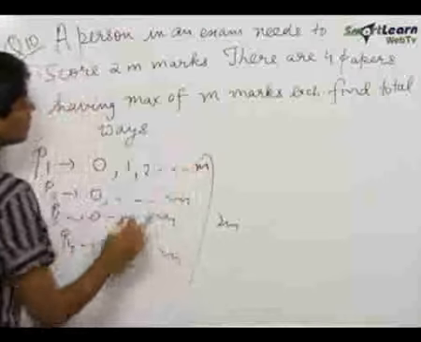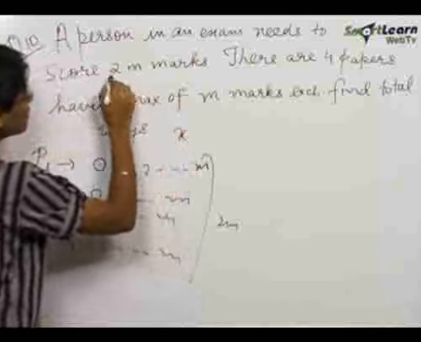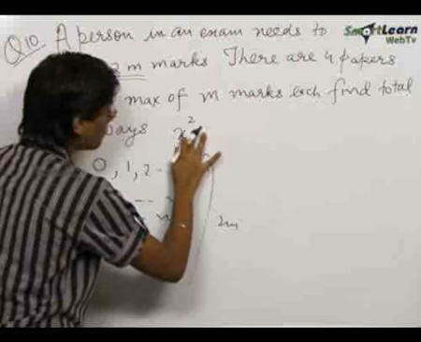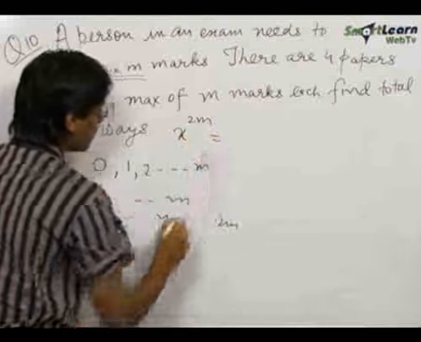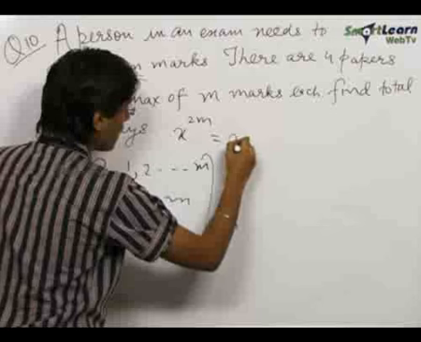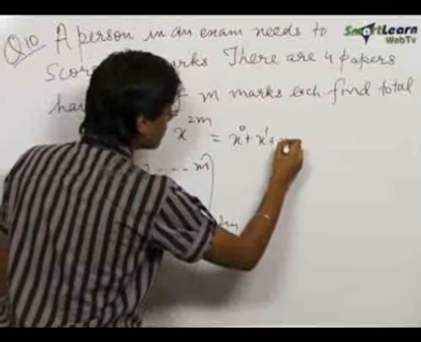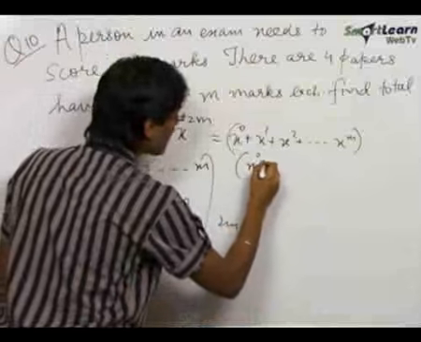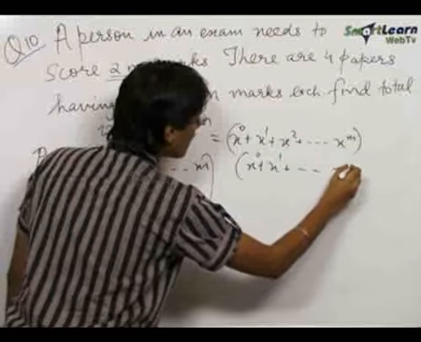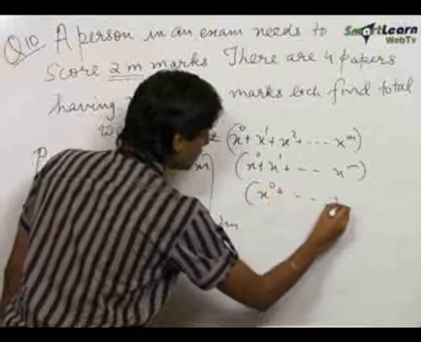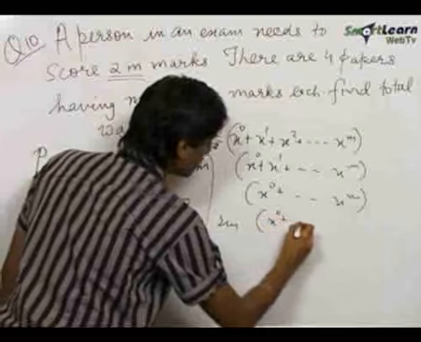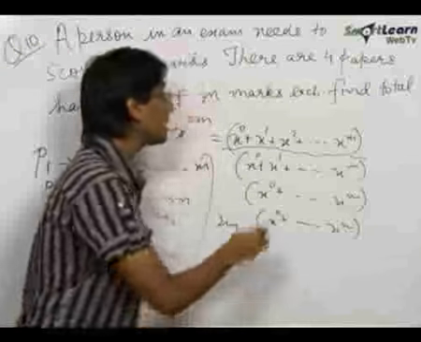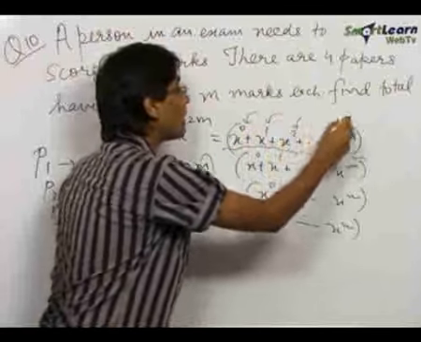In other words, we need the person to score 2m marks. In other words, we need to find the coefficient of x power 2m from x power 0 plus x power 1 plus x power 2 up till x power m, multiplied by x power 0 plus x power 1 up till x power m, and this is written 4 times since there are 4 papers involved. This represents that the person can either score 0 marks, 1 mark, 2 marks or m marks.